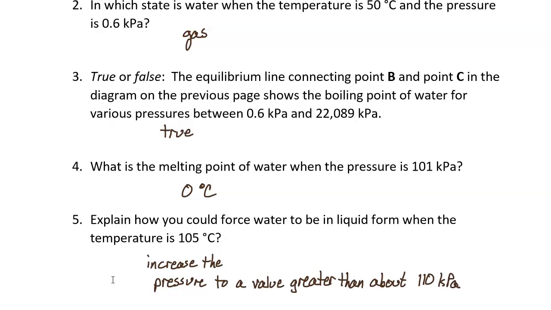And number 5, explain how you could force water to be in liquid form even when the temperature is 105 Celsius. Remember, normally water boils at 100 Celsius. Well, how can you make it so water doesn't boil so that it stays in liquid form? You could increase the pressure to a value greater than about 110 kPa. Now, this value right here I'm guessing at because our phase diagram isn't that accurate. It doesn't have a lot of marks on the x-axis and y-axis. So we have to guess at where 105 Celsius is, and then what would be the pressure at that point.